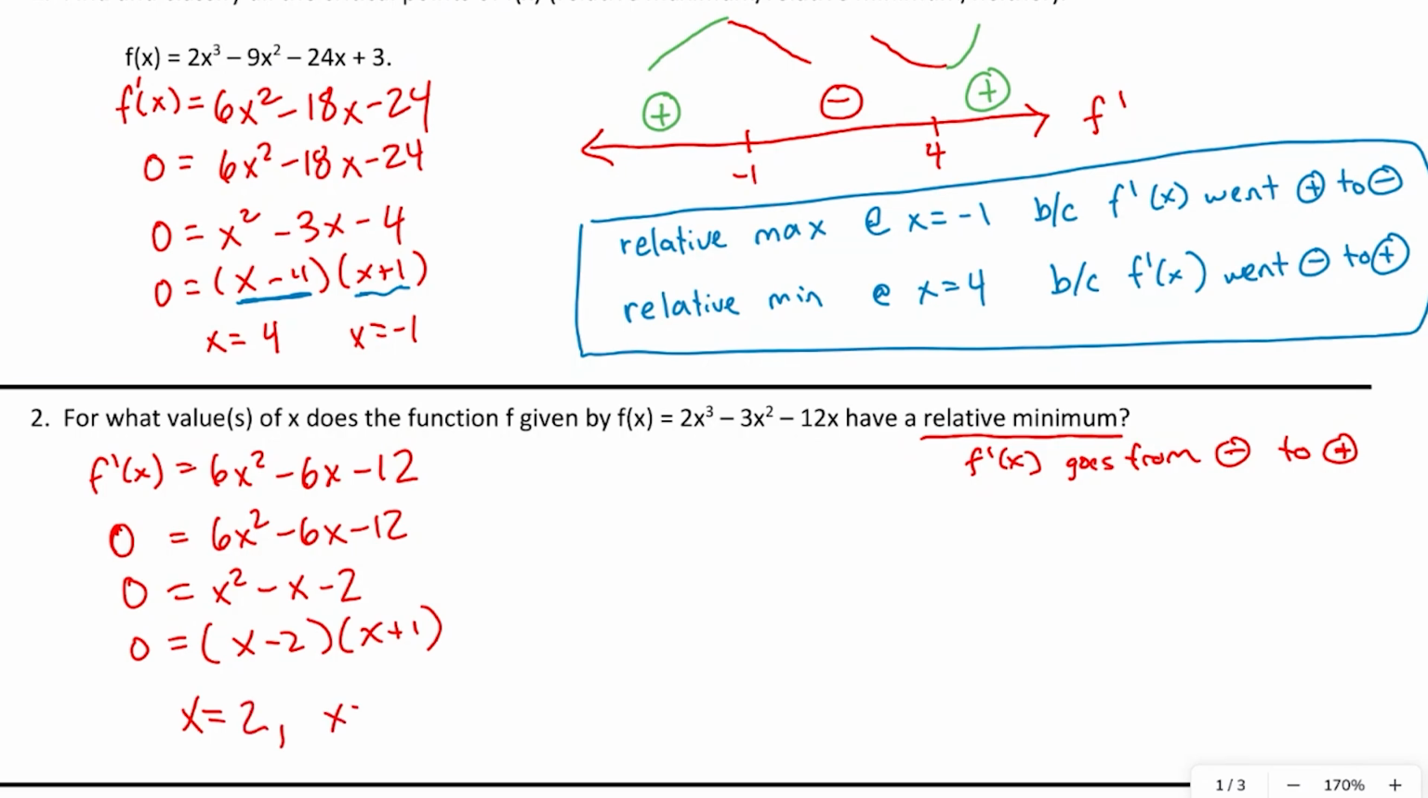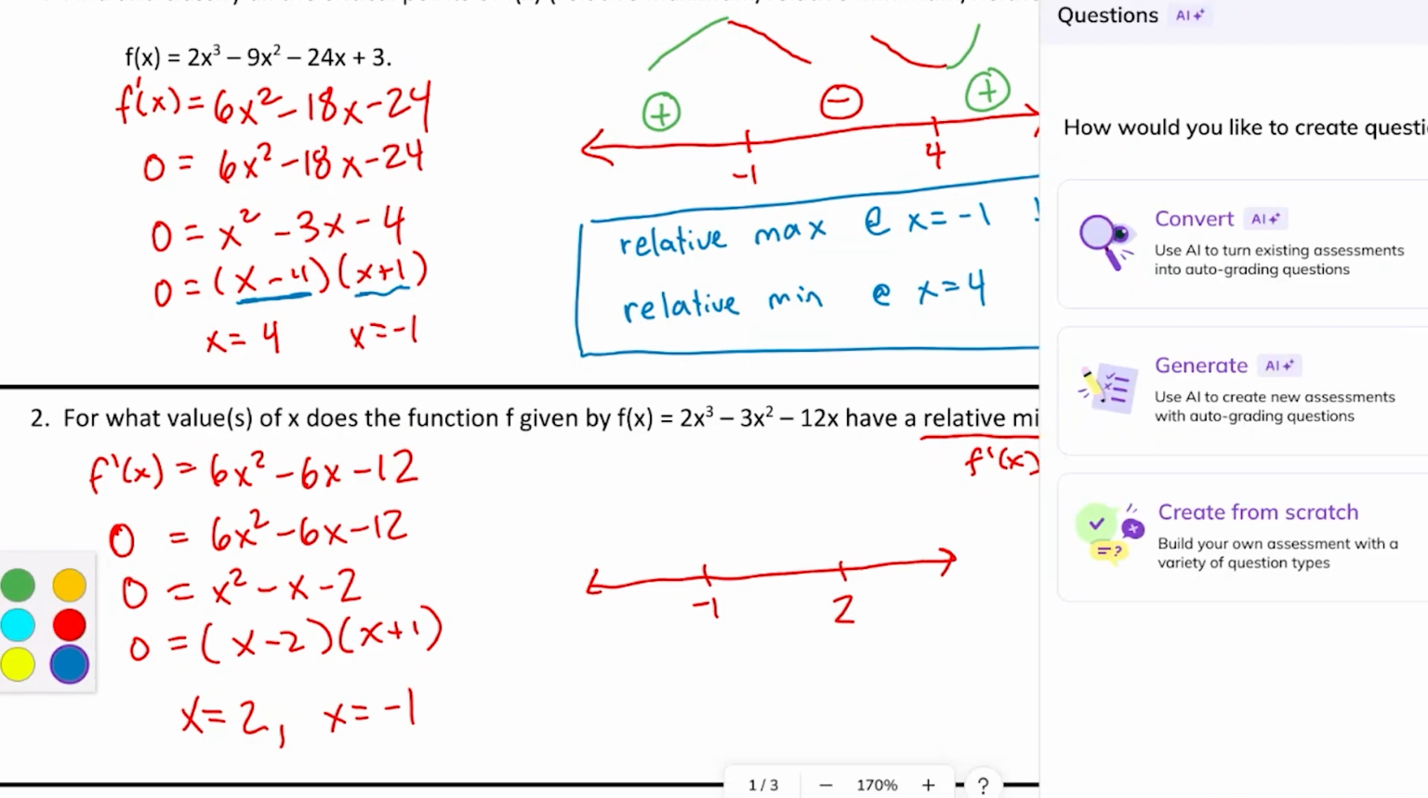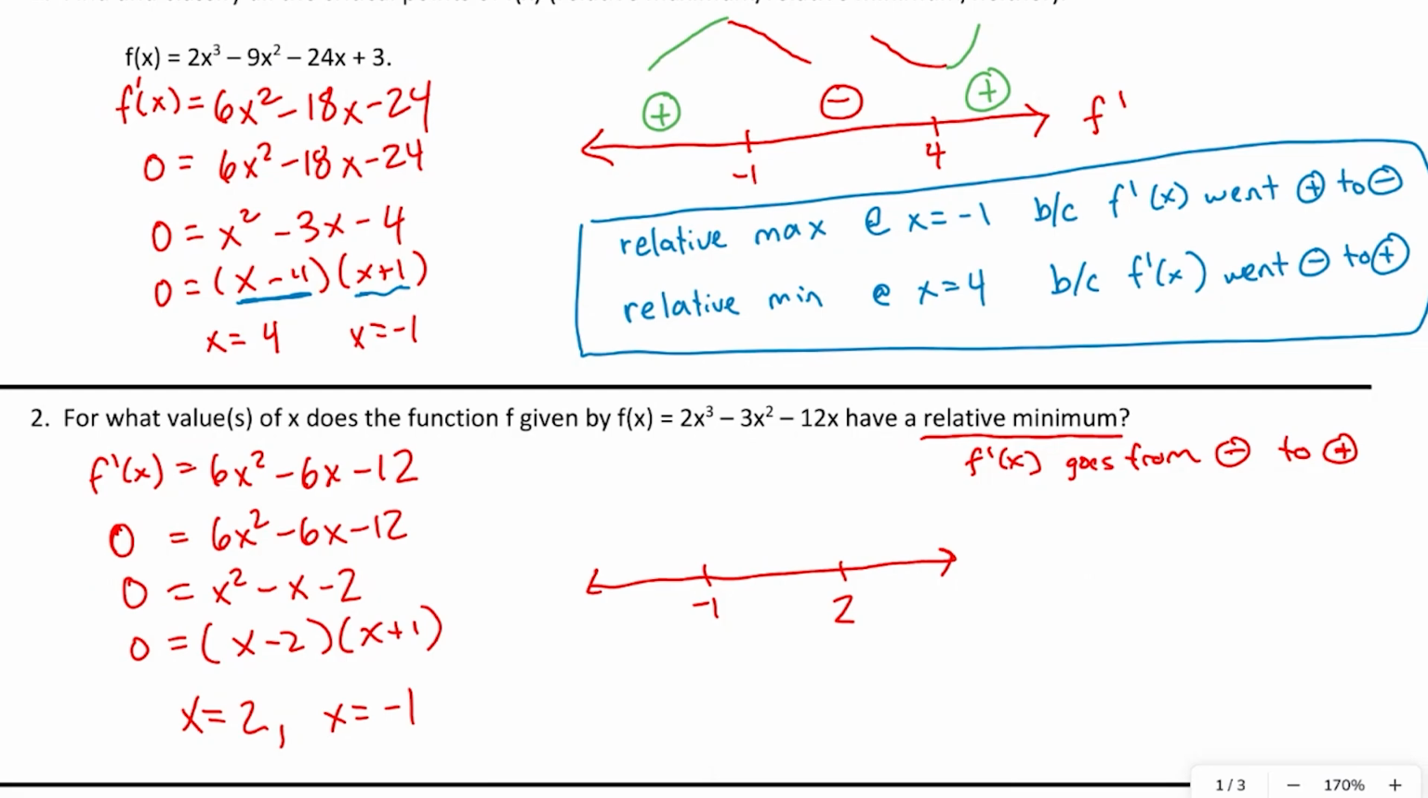I'm going to create my sign chart and place negative 1 and 2 on here, and just think about whether these intervals are going to be positive or negative. So if I substitute in a number like negative 3 into each of these two factors, I'm going to get a negative times a negative, which is positive. Looks like we might have very similar behavior to the last problem.